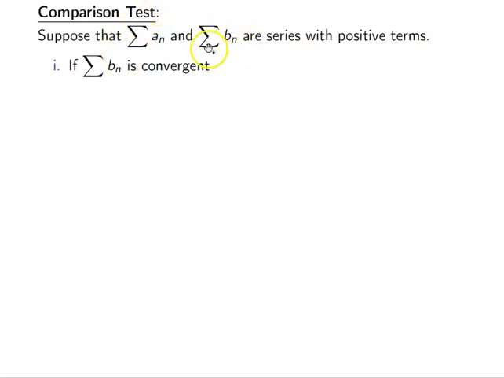So let's say the second series, the one that we are comparing the first one against, is convergent, and that term by term, every value in the first series is less than or equal to the value of the appropriate term in the second series. Then the first series is also convergent. Basically, if this is always smaller in value than a convergent series, then the first series has to converge as well.